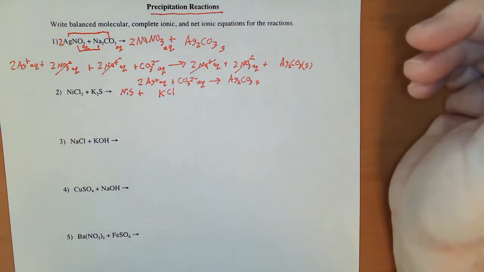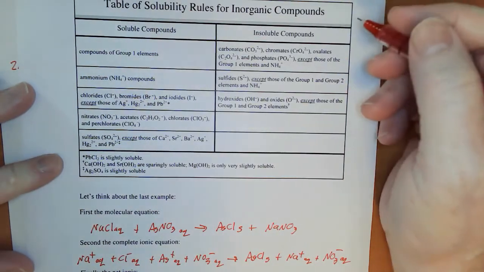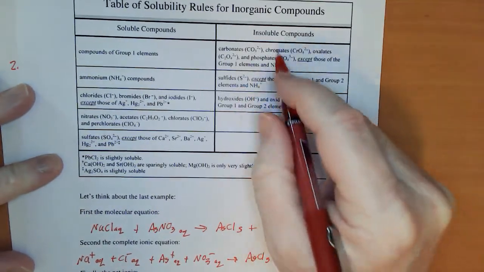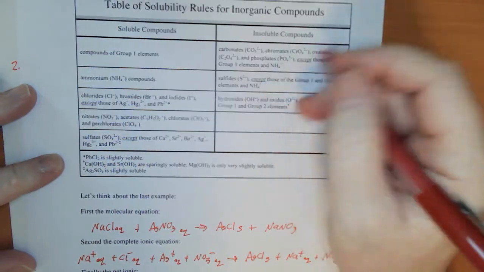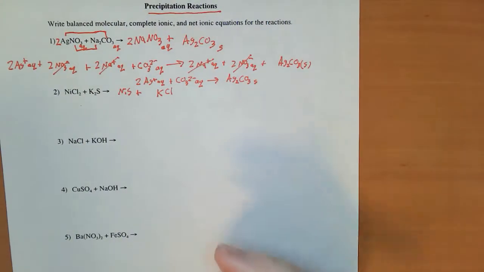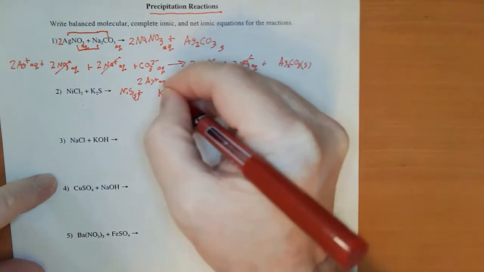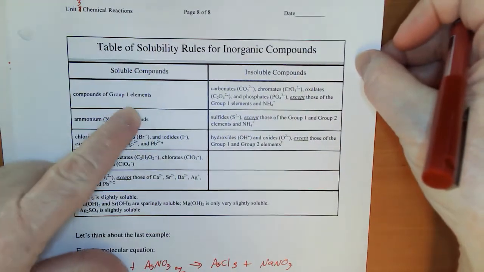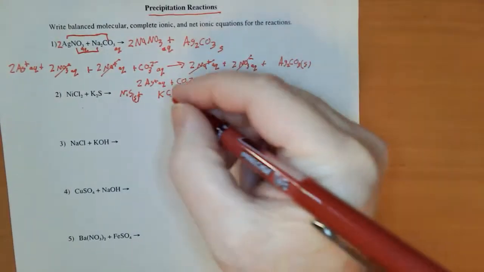Okay, now I'm over here. Sulfides. Sulfides are generally insoluble, except group 1 and group 2, and ammonium. Well, nickel is not group 1, it's not group 2, it's not ammonium. That means this is going to form a solid. Chloride, KCl. Well, that was that rule over here. Compounds of group 1 elements are soluble. So that's going to be an AQ.